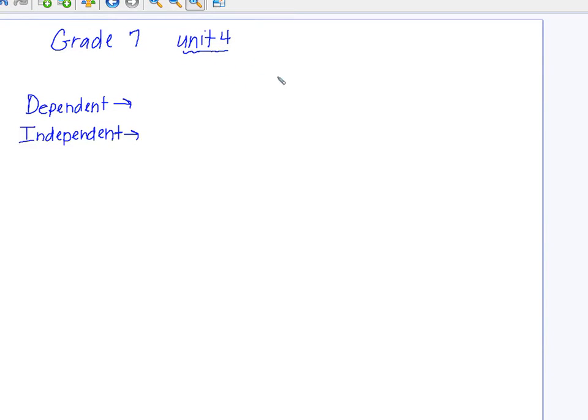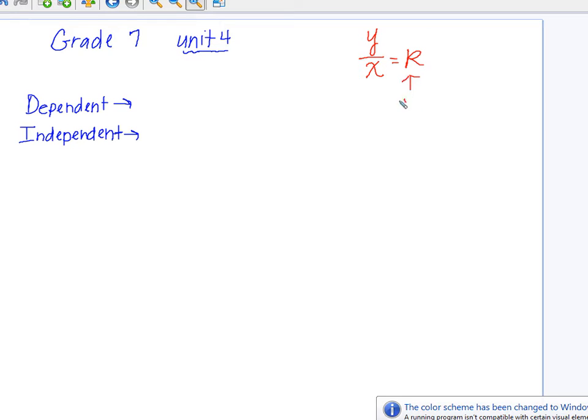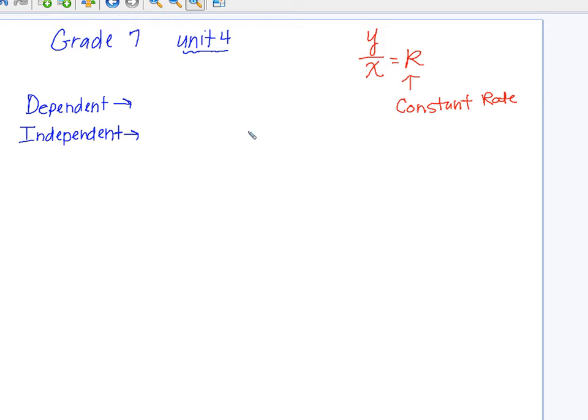All right, in Unit 4 we talked about the constant rate of proportionality, and the way to get the constant rate is we take the y and divide it by the x, and that's going to give us our k, and k stands for constant rate of proportionality. We also talked about the dependent and independent variables. The dependent variable is always the y, and the independent is always the x-axis. And that also will give us our constant rate.